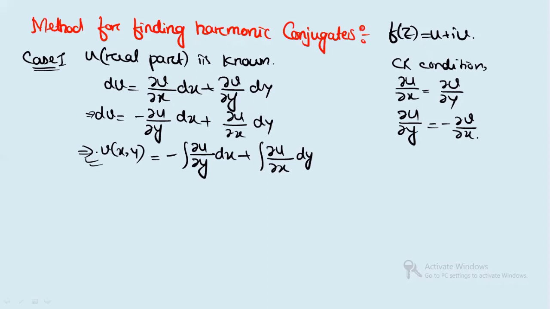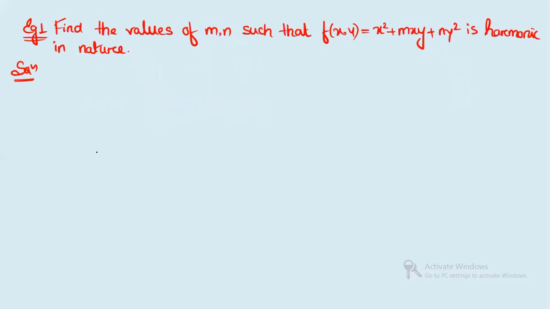Clear? Now we will solve a few problems. So let's come to the first example. Here it is said, find the values of m and n such that the function f(x, y) = x² + mxy + ny² is harmonic in nature.